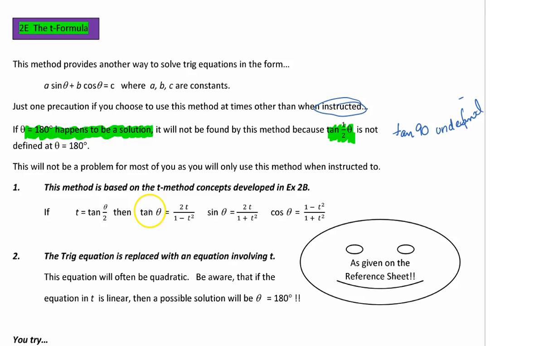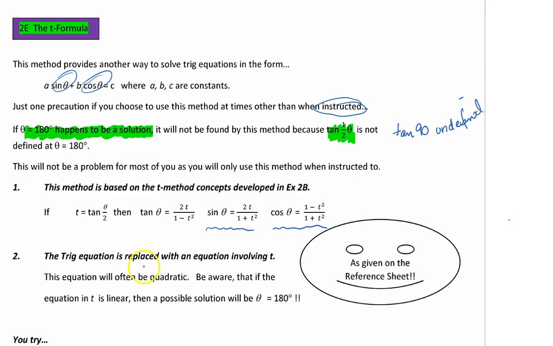We know, and it's written on the formula sheet, that if t is tan of theta on 2, then we've got some expressions for tan theta, sine theta and cos theta. And I'm sure you can see that sine theta and cos theta expressed in terms of t could be substituted into this equation in place of sine theta and cos theta, and we would create an equation in terms of t and be able to solve it with respect to t. So that's exactly what we do.